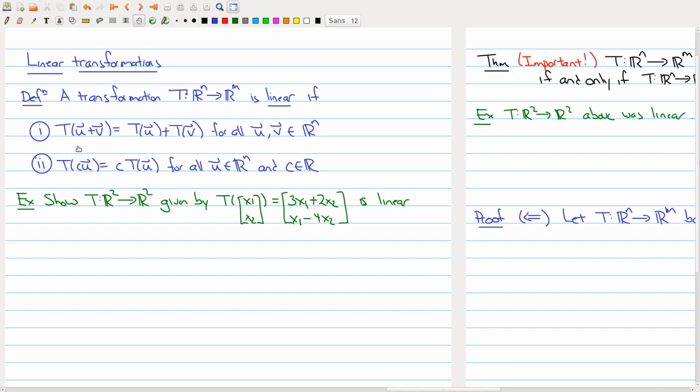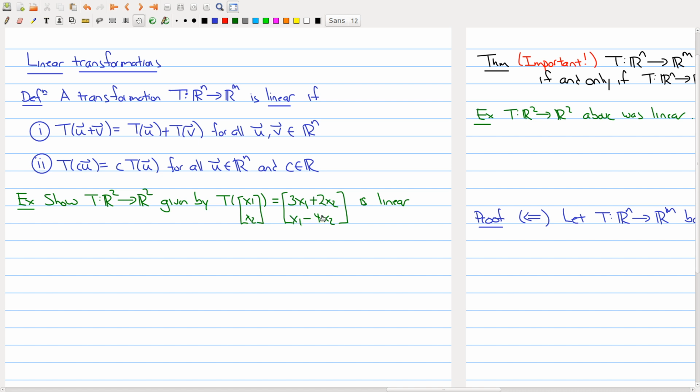First of all, it says that if I take any two vectors in Rn, and I first add the vectors and then stick them into my transformation, it's the same thing as first sticking the two vectors into the transformation and adding the resulting vectors. The second property is that if I first scale the vector and stick it into my linear transformation, it's the same thing as plugging my vector into the function and then scaling the resulting vector.